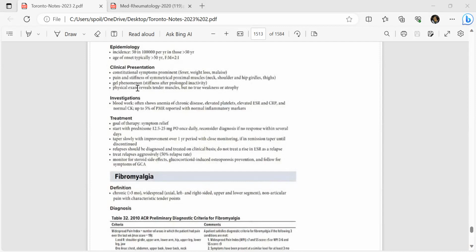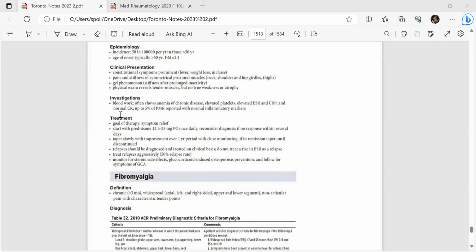Like the patient is sitting for a prolonged period of time and is not doing any kind of activity, then there will be stiffness. On physical exam, there will be tender muscles, mild pain or tender areas, but no true weakness or atrophy.